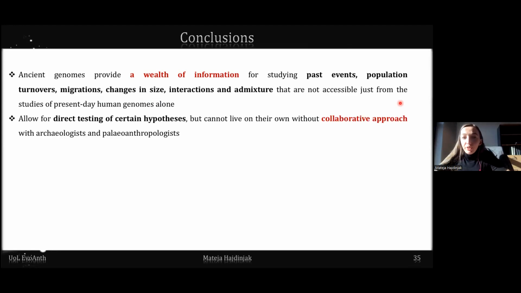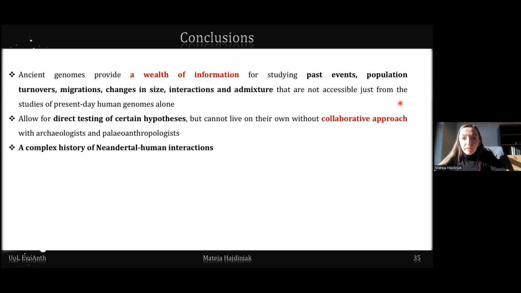And these ancient genomes allow us to test certain hypotheses directly, but I would argue that ancient DNA research and ancient genomes cannot live on their own without a collaborative approach with archaeologists and paleoanthropologists. It's just an additional layer of information, but it should never stand on its own without information from archaeology and paleoanthropology.